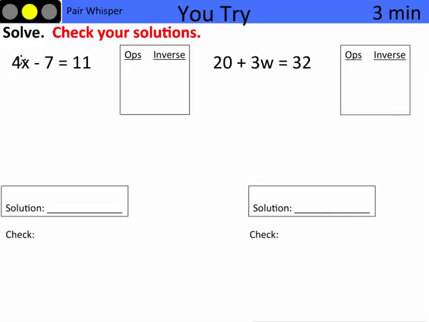Alright, so I'm sorry, but I actually made a little bit of an error on this problem. Instead of 4x, it should say 2x. So you can change that on your paper. Try these two problems on your own, and then hit play again to check your work with mine. So right now, please pause the video. Pause the video now.